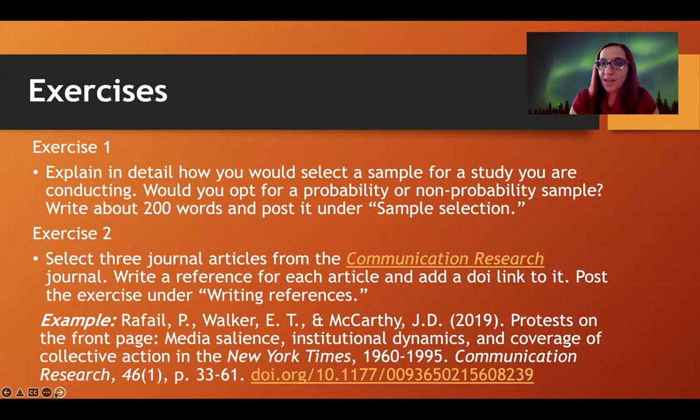Now, at the end of this short lecture, I want to give you an exercise. So there are two things that I would like to do. As we're getting closer to the first portion of your final project submission, that is introduction, literature review, and method section, I want you to first explain in detail how you would select a sample for a study you are conducting. Would you opt for a probability or non-probability sample? And write about 200 words and post it under sample selection.